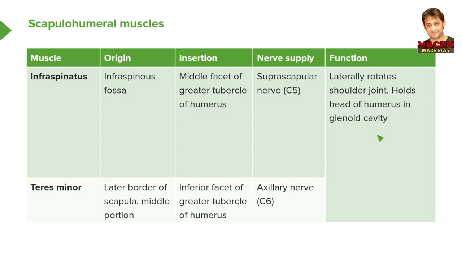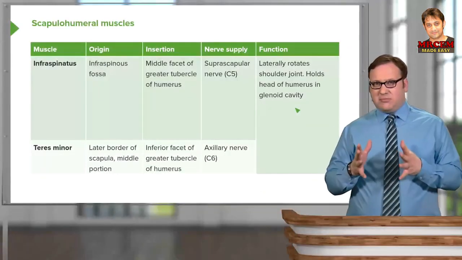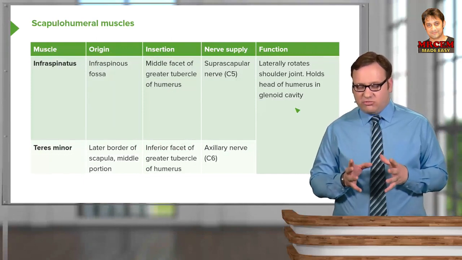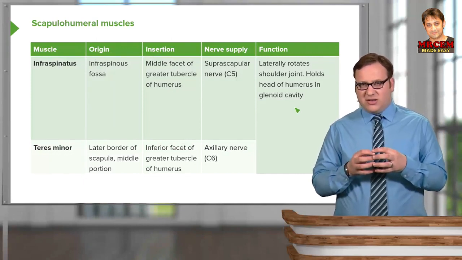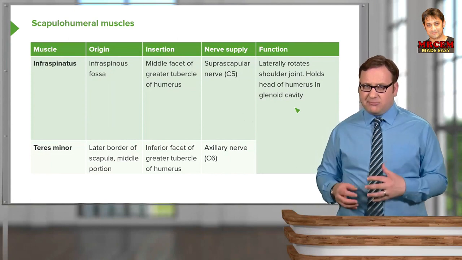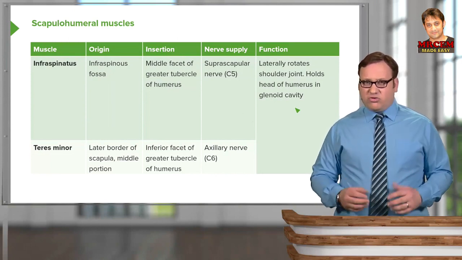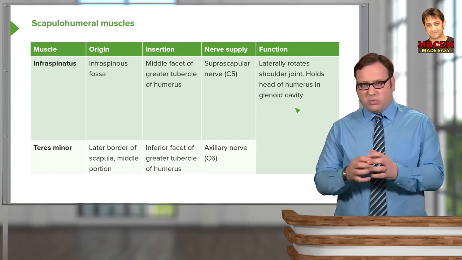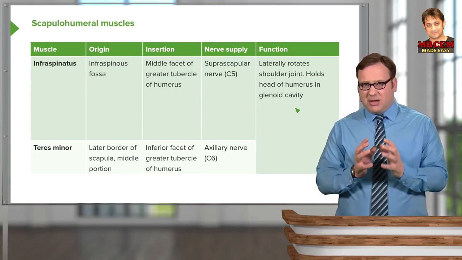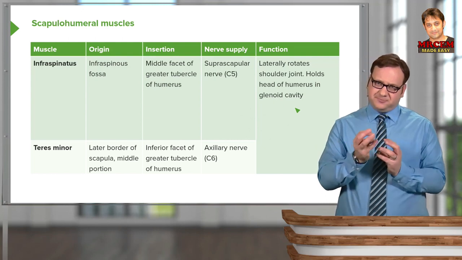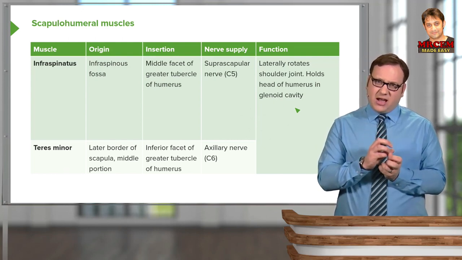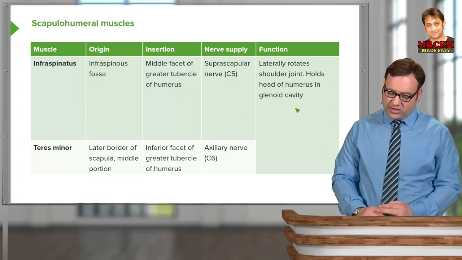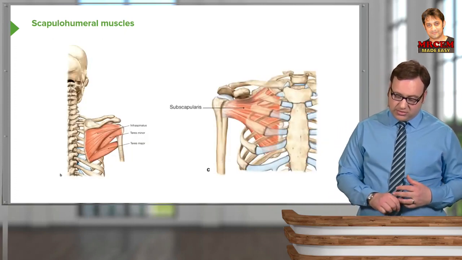They help to hold the head of the humerus in the glenoid cavity. I mentioned previously that the glenohumeral joint was relatively weaker compared to, say, the hip joint, allowing for greater range of movement. But what actually stabilizes the joint, as well as some ligaments, are these muscles passing from the scapula to the humerus. They're known as rotator cuff muscles.